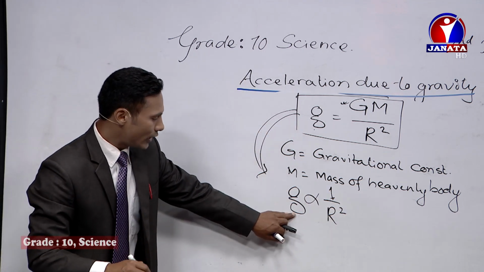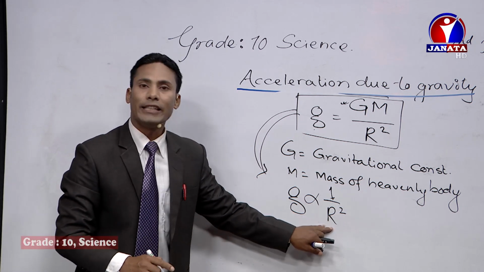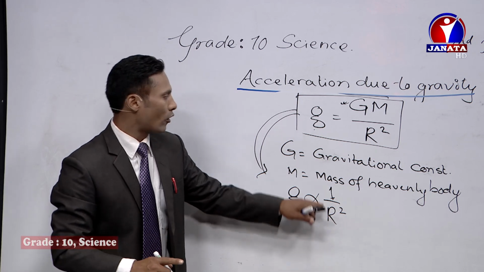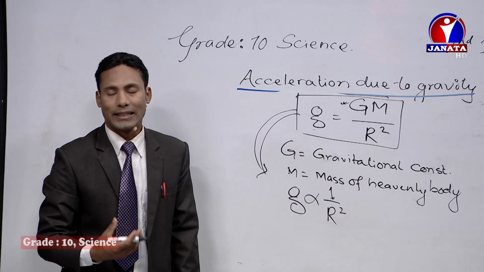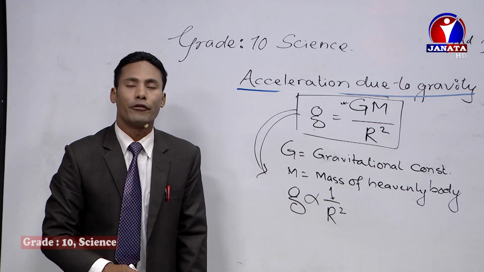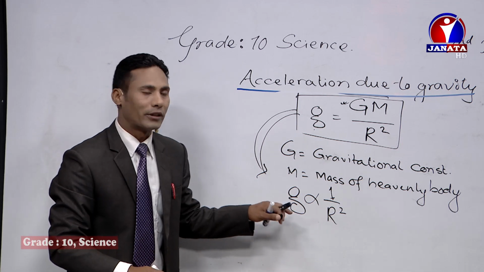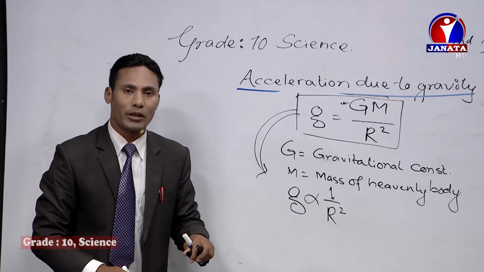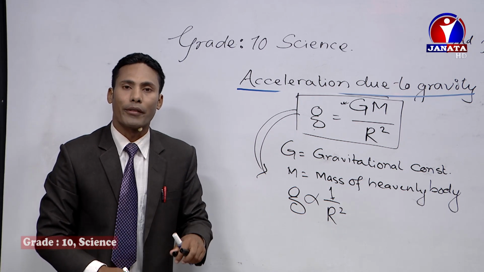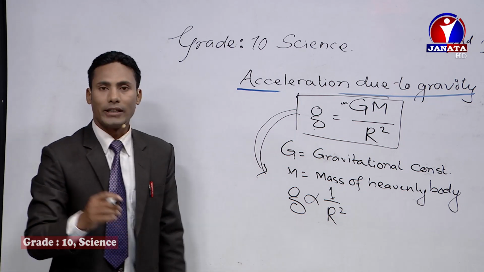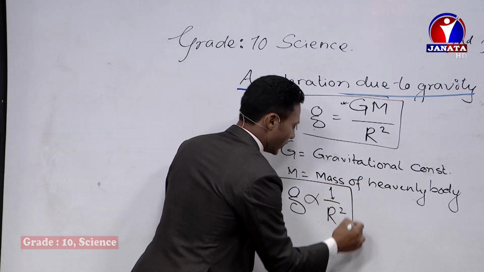So this g, acceleration due to gravity, only depends upon the radius of the heavenly body, not on the mass of the freely falling object. So this is the theoretical proof of the feather and coin experiment, that the acceleration due to gravity does not depend upon the mass of the freely falling object. It only depends upon the radius of the heavenly body.